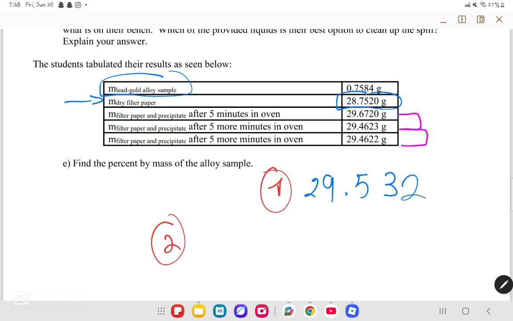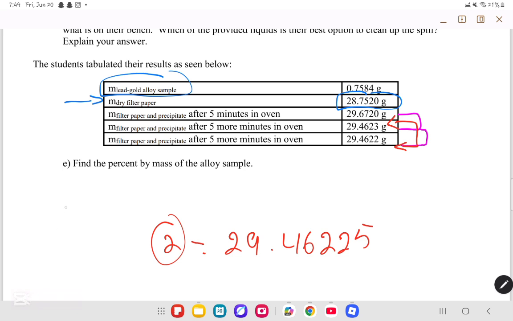Now, this way is one way. Another way, which I believe would be more accurate, is to add the two most consistent results, or the two results that are the nearest. In this case, it's going to be 29.4623 plus 29.4622. Add them together, you're gonna get 58.9245, divided by 2. You will get 29.46225. So for sure, I think the second method is way more accurate than the first method. So definitely, it's preferable to take the two closest and then take their average.